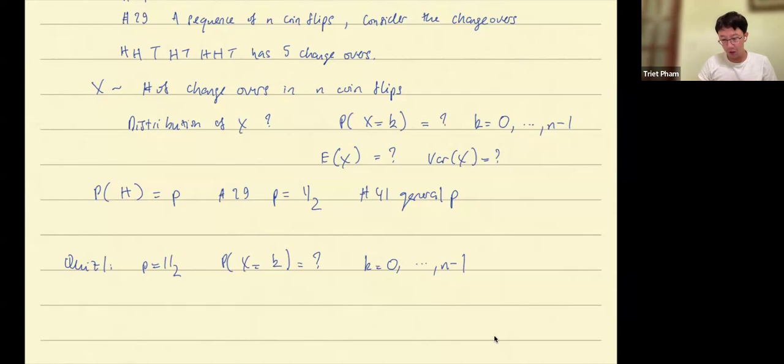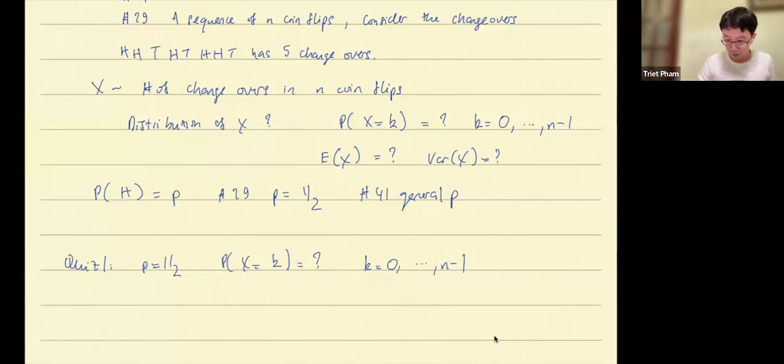So in general, if you have a general P, that P is not 1/2, then this question might be difficult to deal with because having a changeover from head to tail will be a different probability, for example, from having a changeover from tail to head. But when P equals 1/2, what happens is the following.